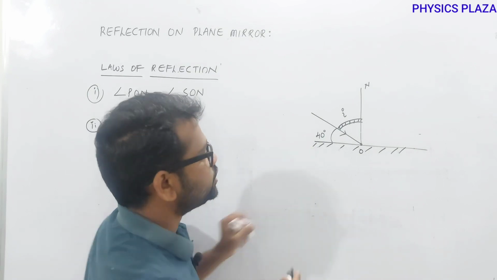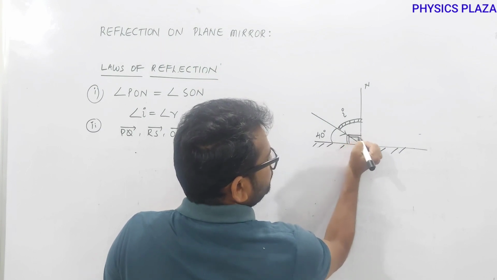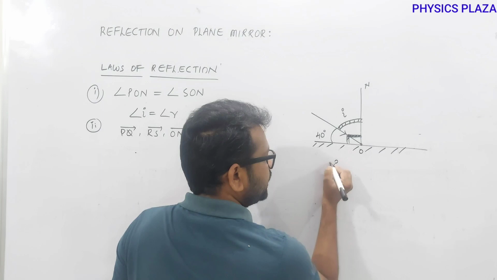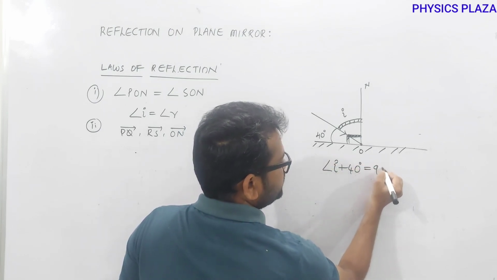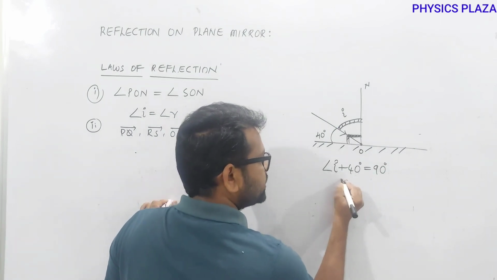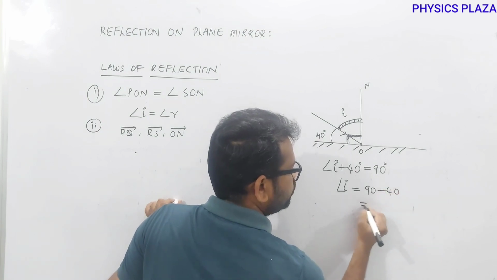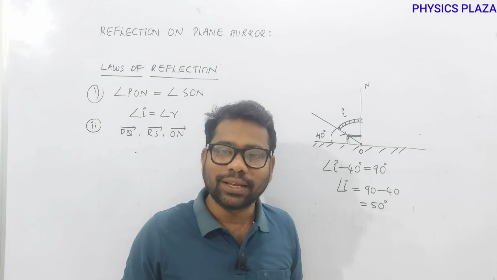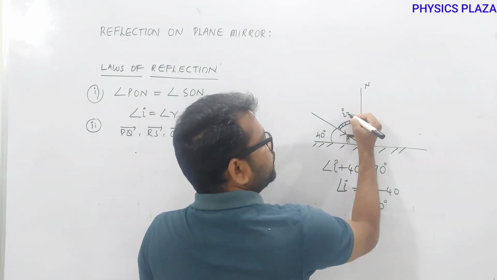So then how can we do it? Children, look at here. This total is 90 degrees. So can I write like this? Angle i plus 40 degrees is equal to 90 degrees? Yes, obviously. So then angle of incidence is equal to how much? 90 minus 40. This is going to be 50 degrees. Children, it is not 40 degrees. It is 50 degrees.